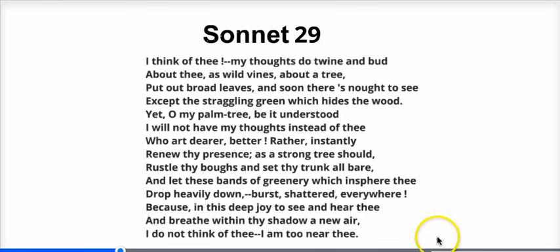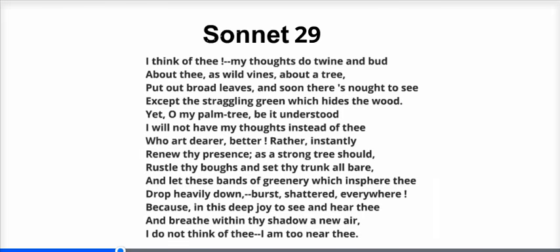So what she's saying is, but my love, make sure you understand the point here. I'm not saying that my thoughts of you are preferable to actually having you. And then it says, "Who art dearer, better! Rather instantly renew thy presence; as a strong tree should, rustle thy boughs and set thy trunk all bare, and let these bands of greenery which ensphere thee." What she's saying there is the actual you is better than thoughts about you. So come back to me like a strong tree, shake yourself free from my thoughts.